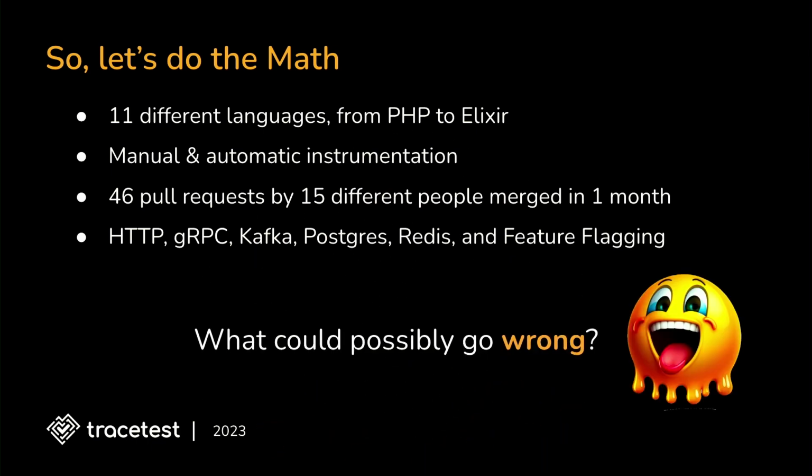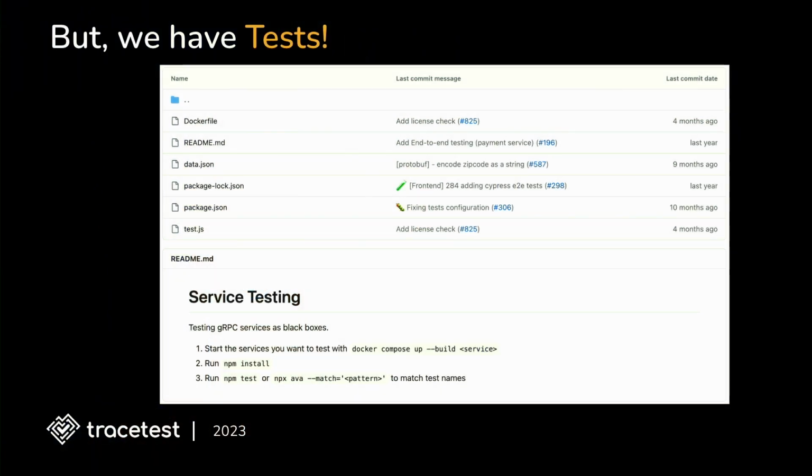So what could possibly go wrong? In my experience, everything always goes wrong. So lots of potential for issues. How do you mitigate issues? You have tests. So you catch these things. But they had tests, so that's cool.